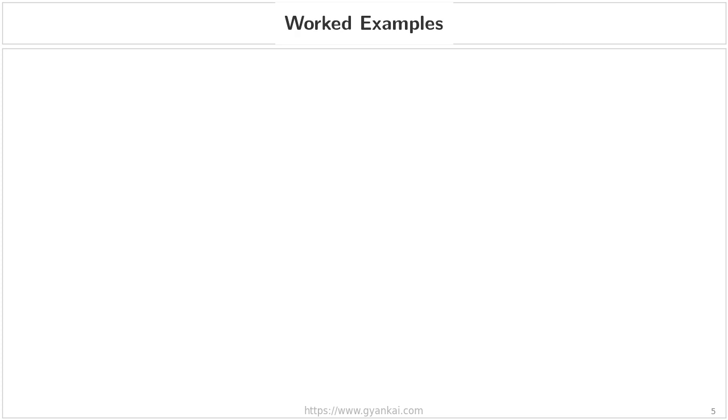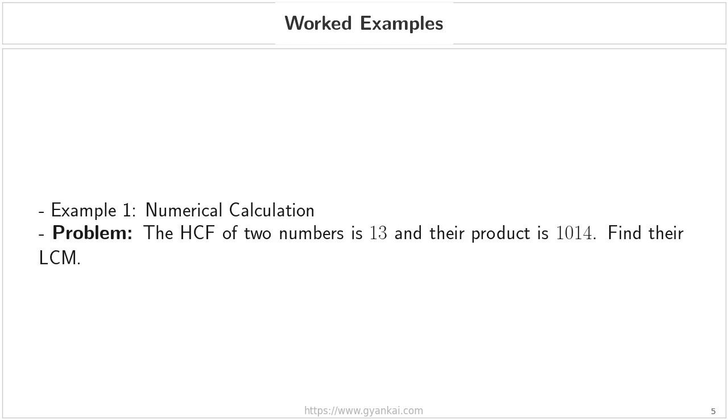Worked examples. Now that we have understood the theory and the logic behind this identity, let's put it into practice with our first worked example. This is a straightforward numerical calculation to show you how the formula works in a standard exam-style question. Take a look at the problem statement. We are told that the highest common factor of two numbers is 13, and we are also given that the product of these two numbers is 1014. Our goal is to find their least common multiple.